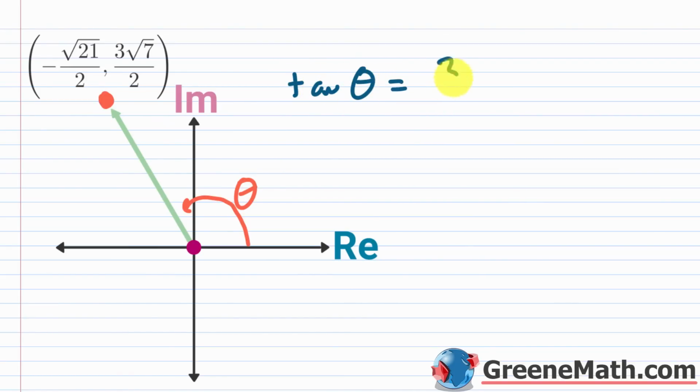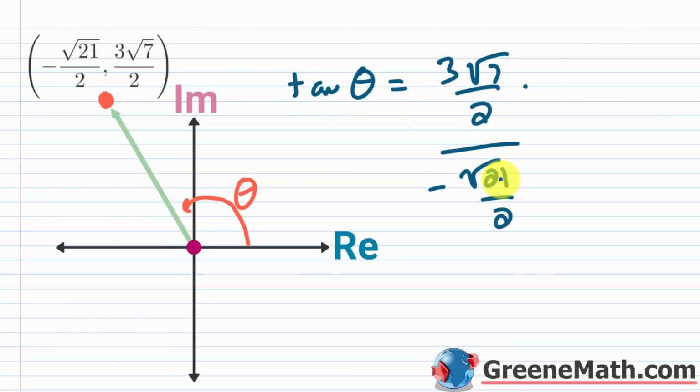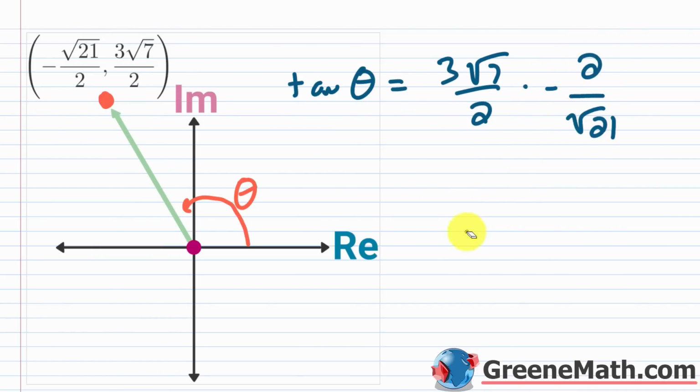So we'll say 3 times square root of 7 over 2, then over, I'm going to go negative square root of 21 over 2. Let's multiply by the reciprocal. So let's bring this up here and say this is negative 2 over the square root of 21. I'll just get rid of this. And so this is going to cancel.